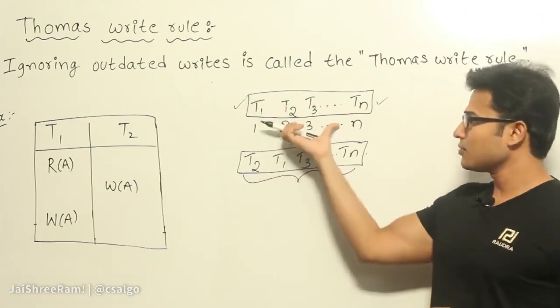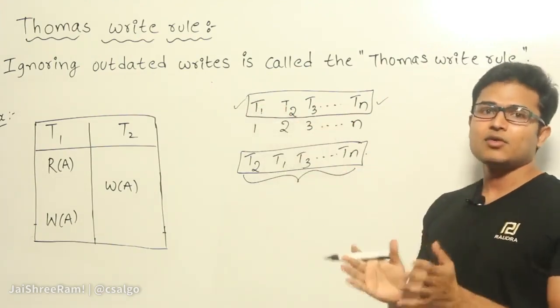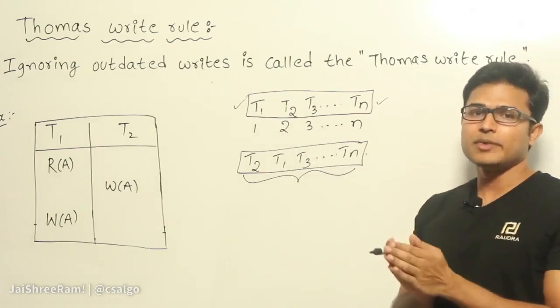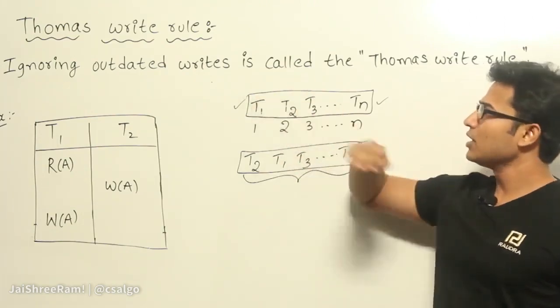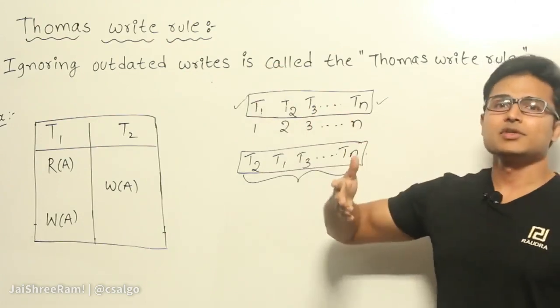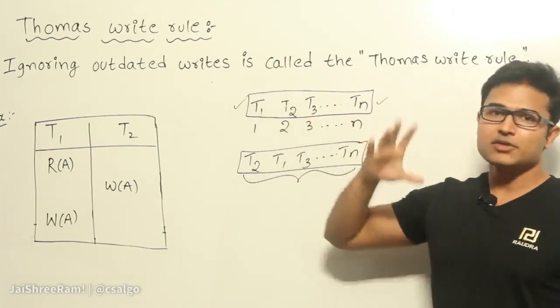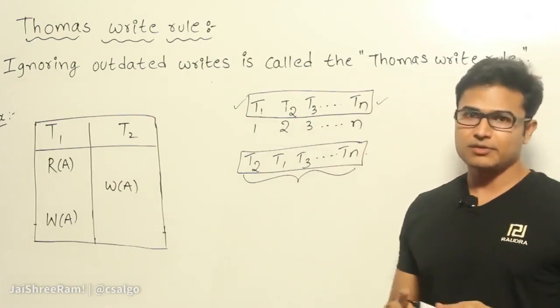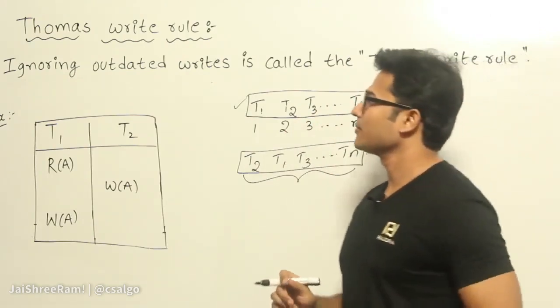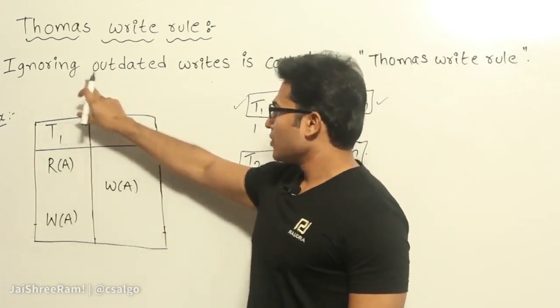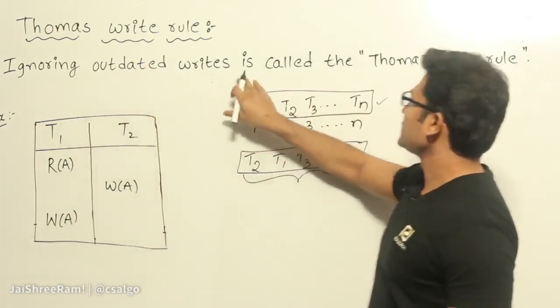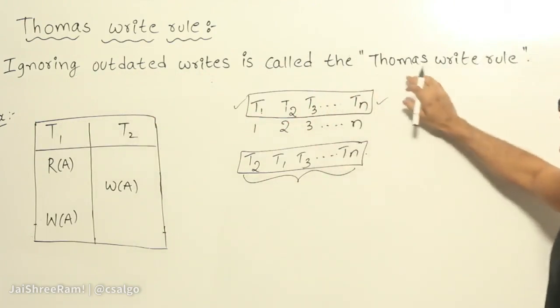So once it has given some order, it will fix its mind that only those schedules will be allowed, and if there is any deviation, it will not allow it. But then the Thomas write rule will try to allow some more schedules which are not just the schedules allowed by this timestamp ordering. Now let's see this Thomas write rule. In this case, we are going to ignore outdated writes, right? It is called the Thomas write rule.